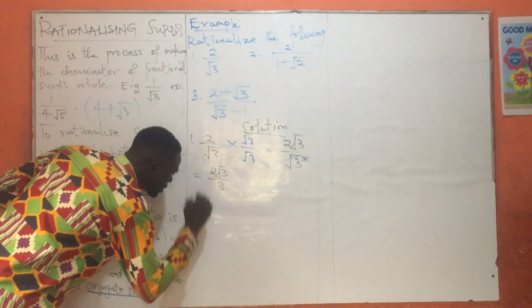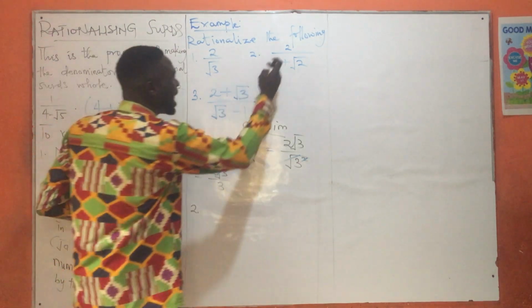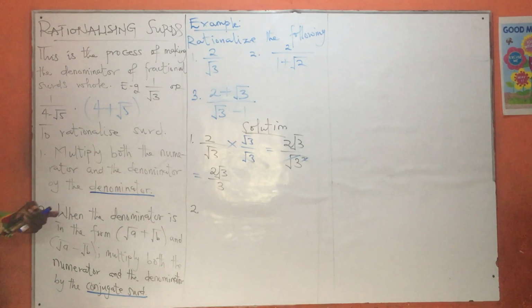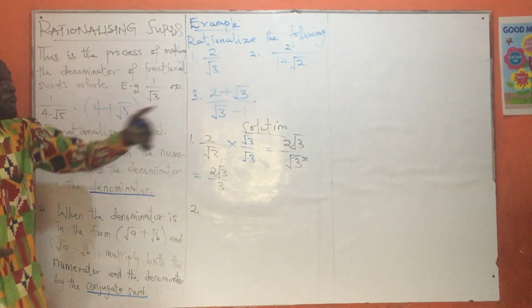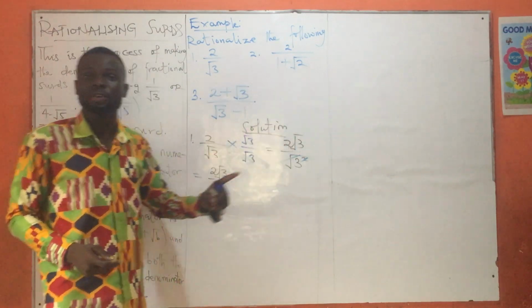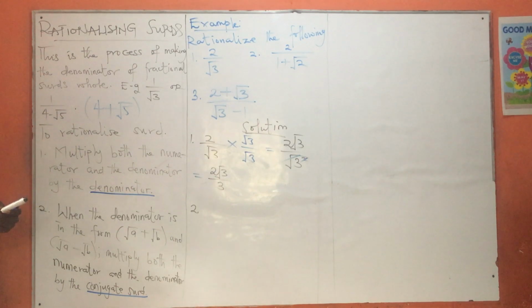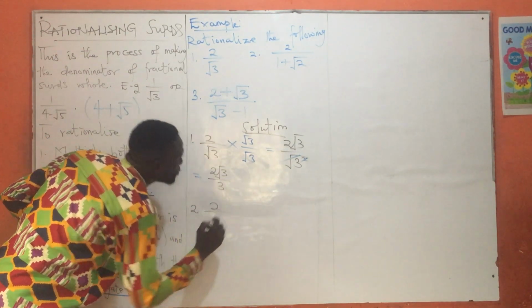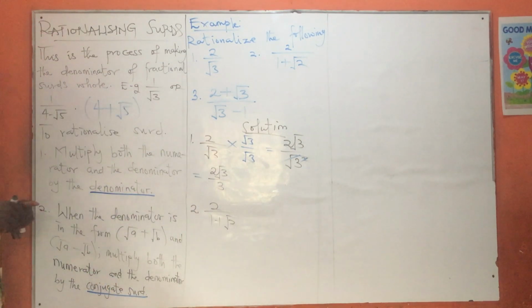Number 2, let's look at the type of number 2. Number 2, we have to rationalize 2 over 1 plus root 2. So this is a fractional surd. We have to rationalize it because of the denominator having a square root. So what do we have? 2 over 1 plus root 2. This is what we have.